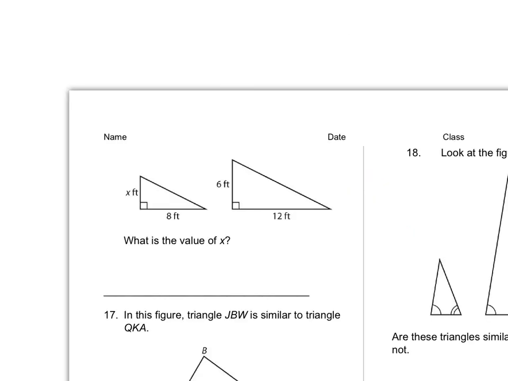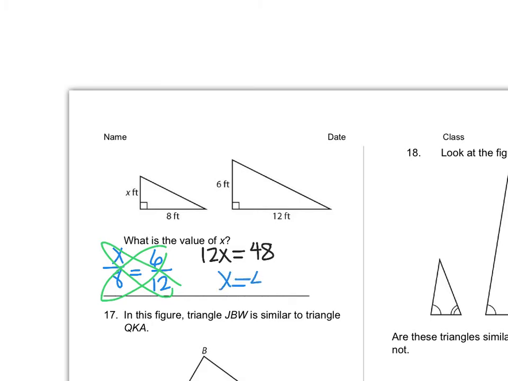Number 16. We need to set up a proportion which helps us solve this problem. So I'm going to set up x over 8, which will equal 6 over 12. If I cross multiply, then I'm able to solve. So I'm going to set up an equation. So 12x equals 48. If I divide by 12 on both sides, we find out that x is equal to 4.